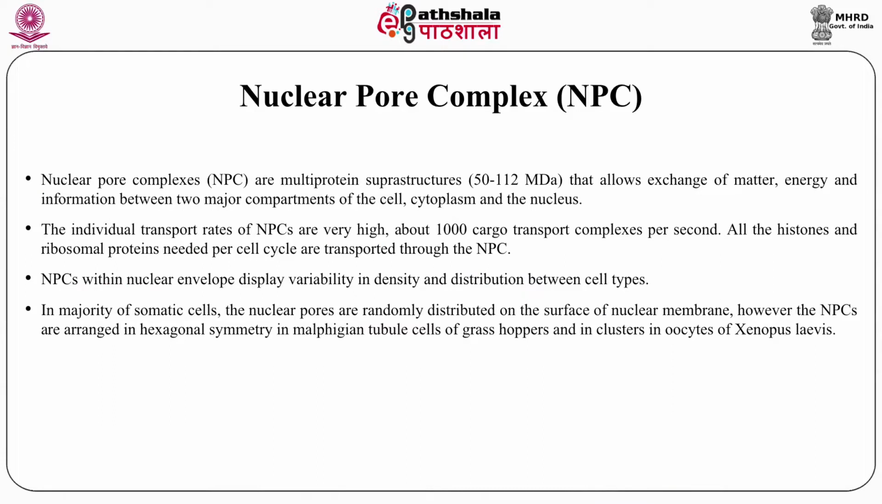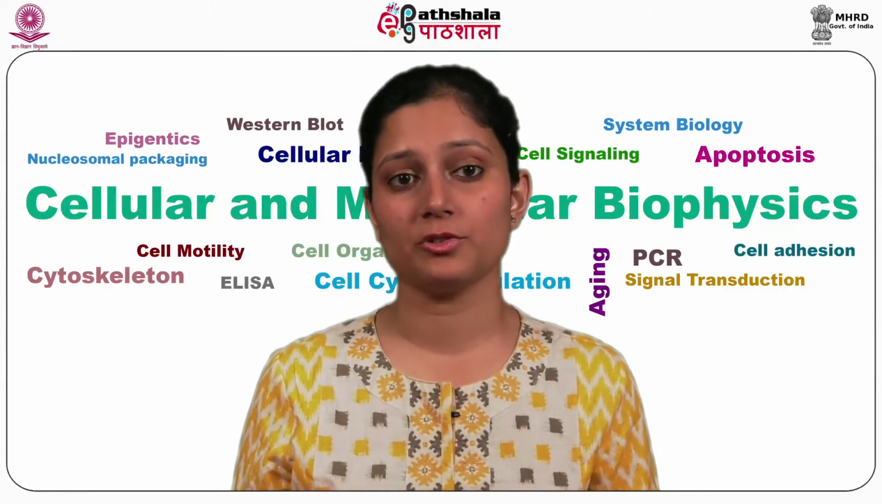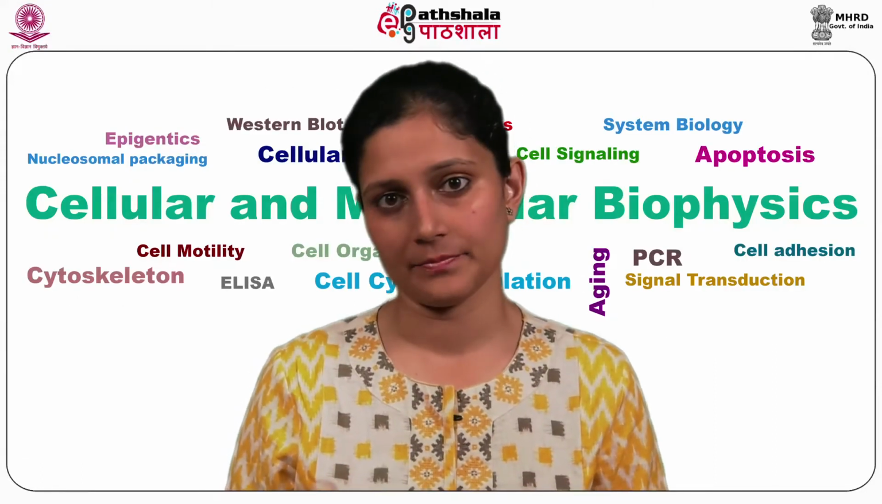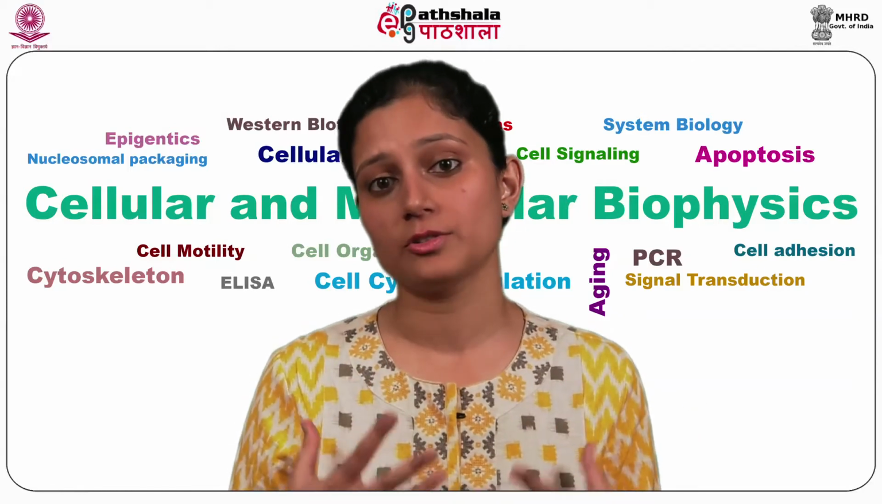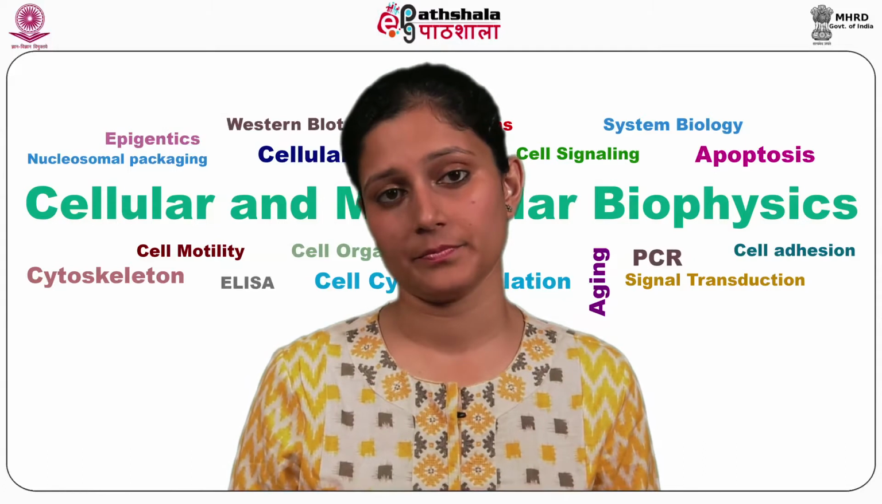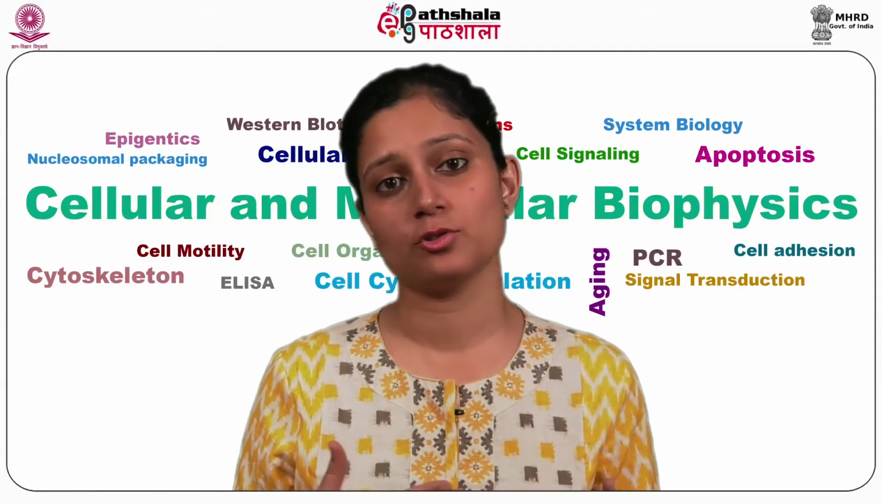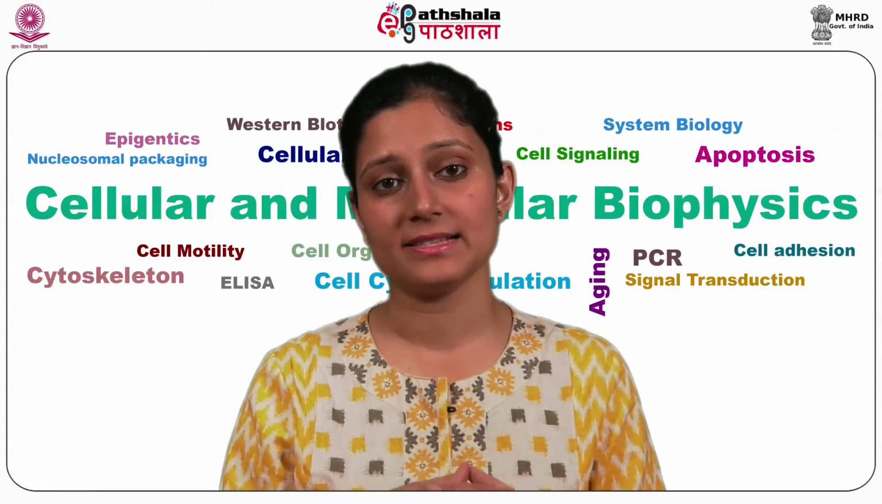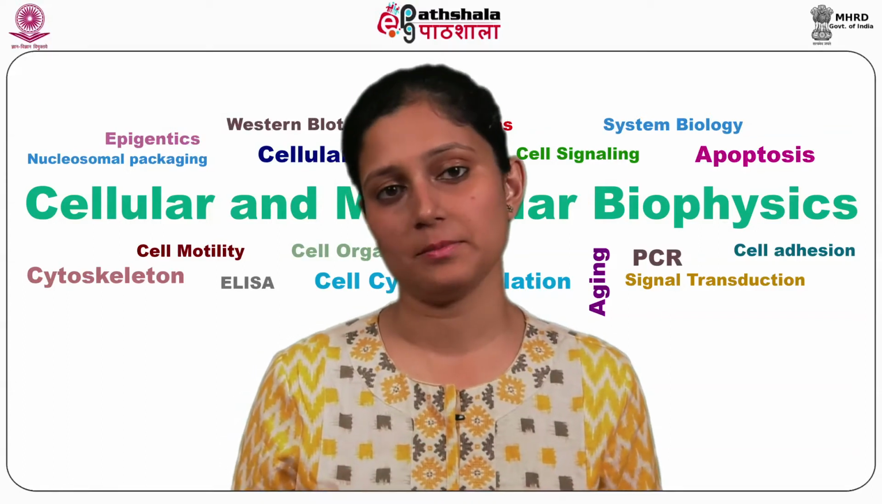Nucleopore complexes or NPC are multi-protein suprastructures with the size of 50 to 112 megadaltons. These structures allow exchange of matter, energy and information between two major compartments of the cell, the cytoplasm and the nucleus. The individual transport rates of NPCs are very high. There are about 1000 cargo transport complexes per second. All the histones and ribosomal proteins needed per cell cycle are transported through the NPC.